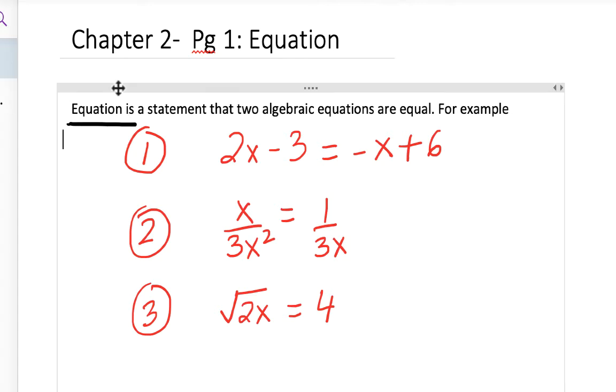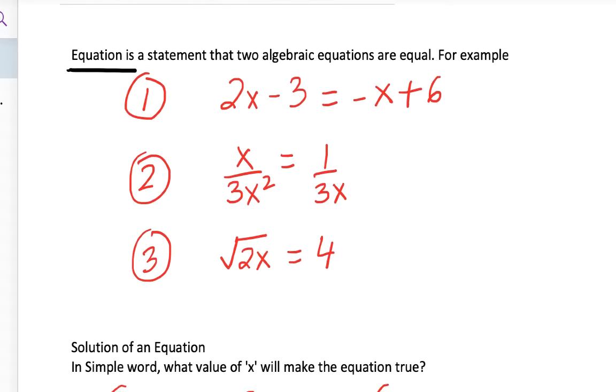Now, an equation is a statement that two algebraic expressions are equal. For example, 2x minus 3 equals minus x plus 6. x over 3x squared equals 1 over 3x. Then square root of 2x equals 4. Now these are some simple examples. So the next step is, how would we like to solve them?